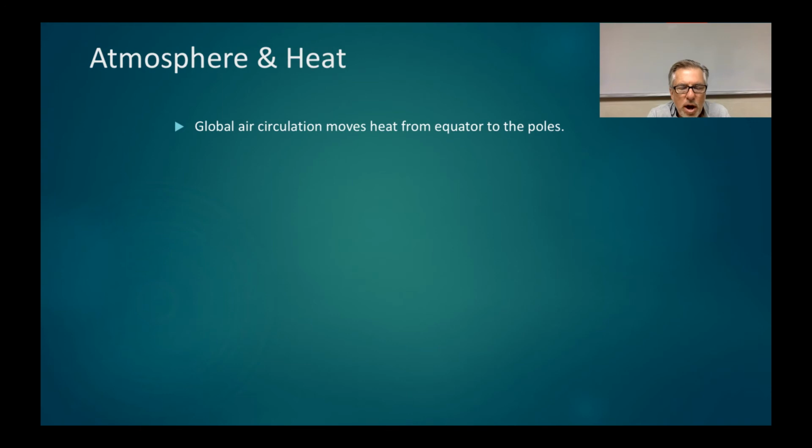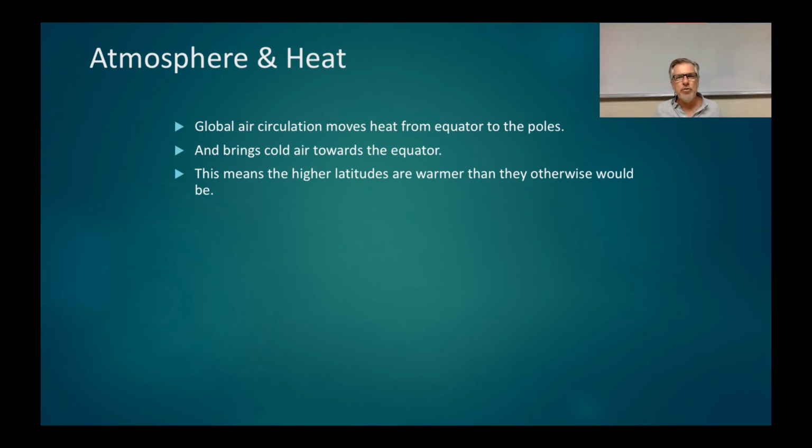So now we want to look at the overall effect of all this air movement on climate on Earth. Global air circulation has the effect of moving heat from the equator to the poles and bringing cold air from the poles towards the equator. So all this movement mixes the atmosphere. This means the higher latitudes are warmer than they otherwise would be without the wind, and similarly, equatorial locations are cooler than they would be if there were no wind.